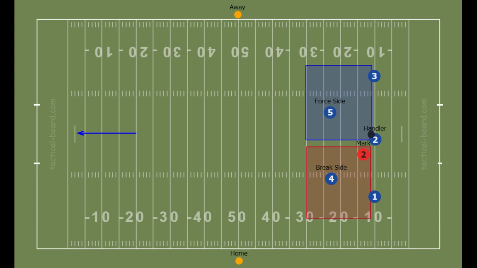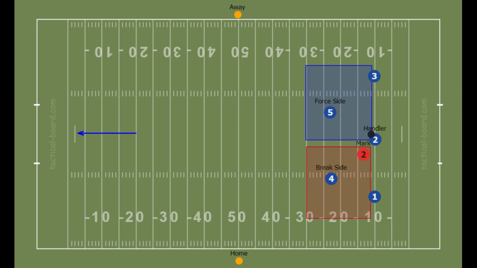Second reason is that we can take away the handler's best throwing options. Most players are not equally good at throwing backhand and forehand. By consistently forcing all throwers in a single direction, we can limit the offense to using only a single type of throw, potentially their weakest type of throw.